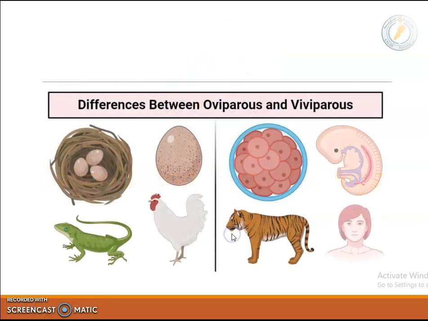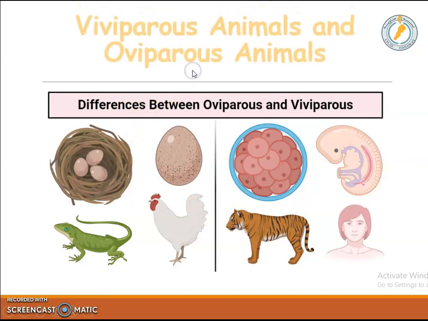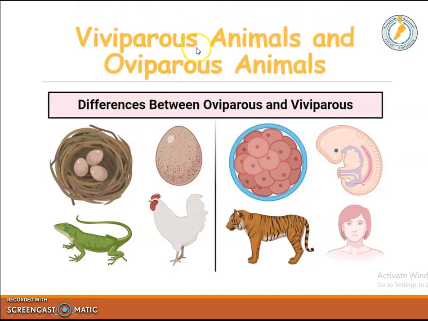Let's start with the viviparous and the oviparous animals. We said we have viviparous animals and we have oviparous animals. What's the difference between these two kinds of animals? Let's talk about the oviparous animals. We said that these animals hatch from the egg laid by the mother. The mother animal lays eggs and the eggs hatch later on to give us baby animals.